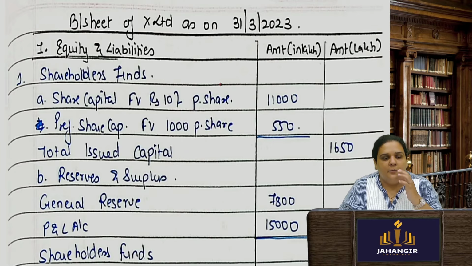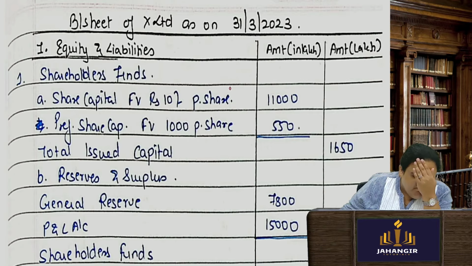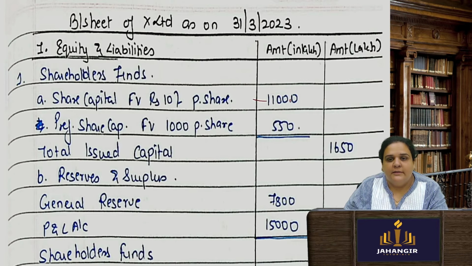Okay. Equity share capital. There is one extra zero here. Sorry. Remove it, please. I'm extremely sorry.